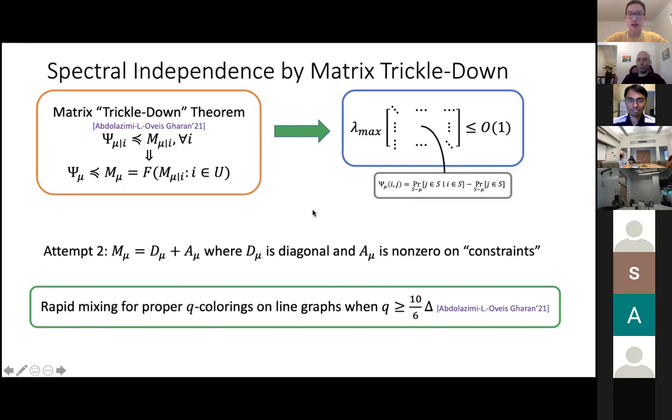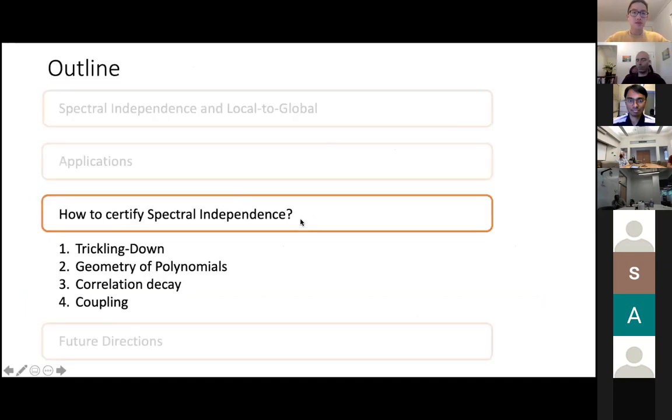Okay, so I'm not going to get into more detail about this, but this method has had some applications, and I expect it to have future applications. So, any questions about this trickle-down method?